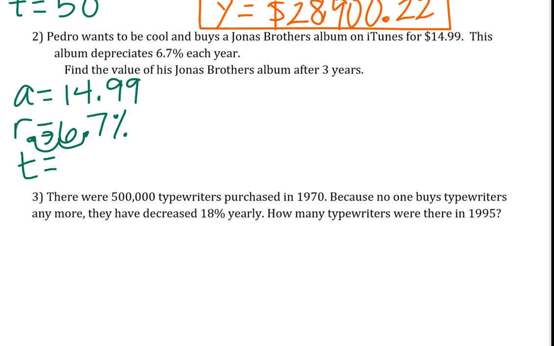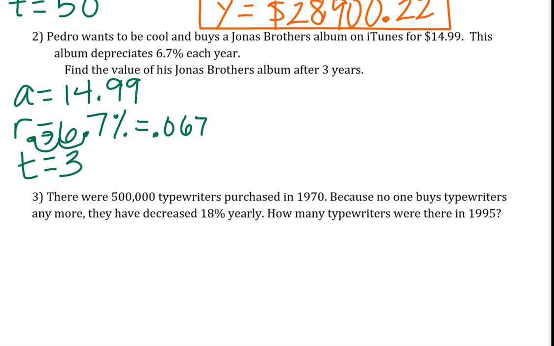So my percent is 0.067. Okay. And then it says that it's depreciating 6.7% each year. So it's happening once a year. And it's going to happen after 3 years. So that means that the number of times it's happening is depreciating.